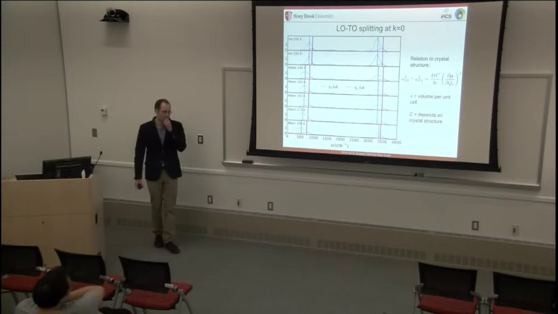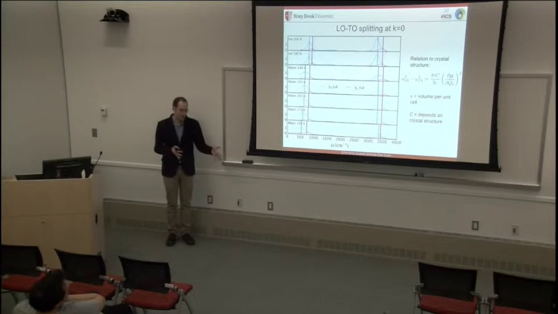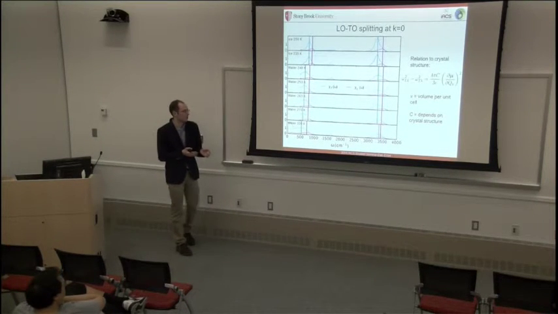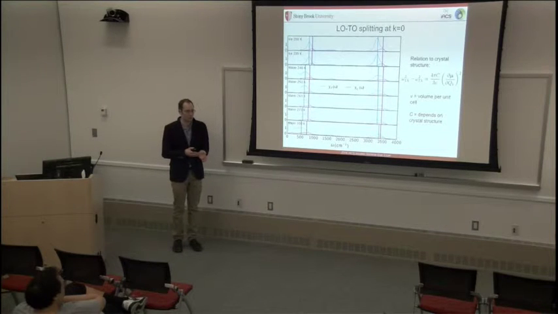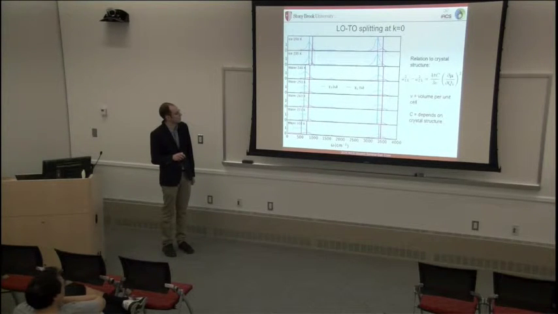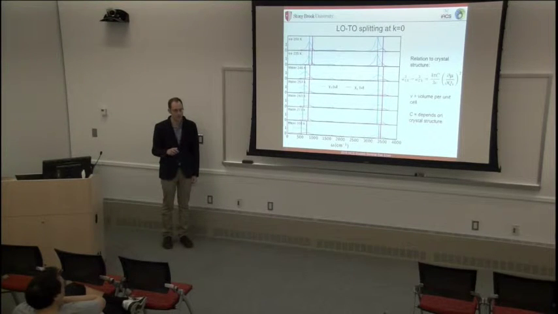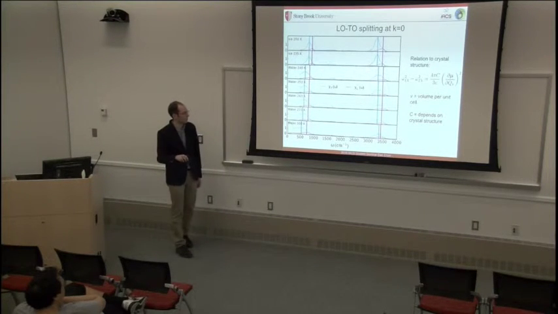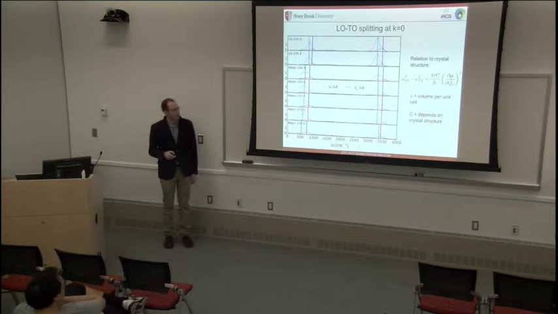And the way you can tie this to experiment is, like I said, at K equals 0, you can get the longitudinal and transverse susceptibility. You can see a splitting between the longitudinal and transverse peaks, which is called the LOTO splitting.